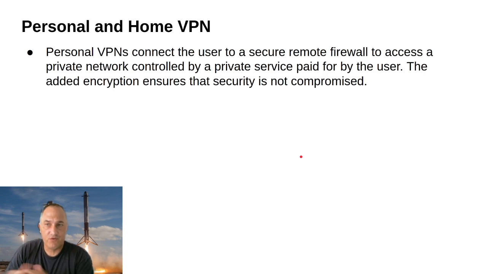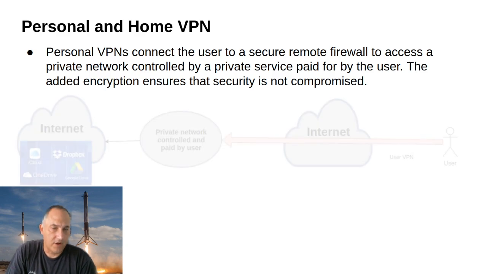You have a personal and home VPN. So a personal VPN connects the user to a secure remote firewall to access a private network controlled by a private service paid for by the user. So this is exactly what a personal VPN is. The added encryption ensures that security is not compromised, etc.